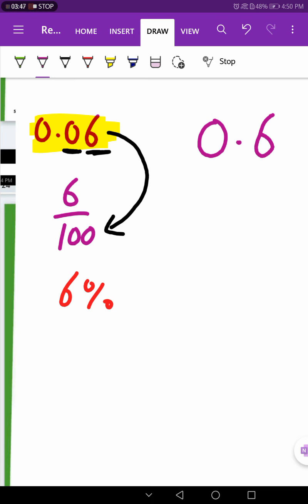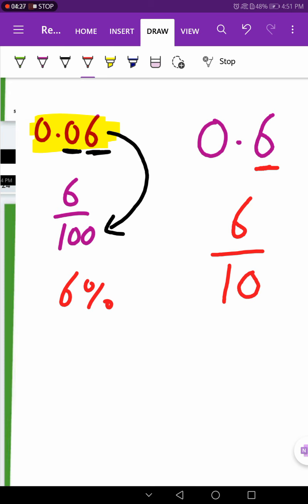0.6. Can you read it, Rayyan? No, this 6. 6 what? 10th or 100th or 1000th? 10th. Why, Ayman? Because there is only 1 digit after the decimal, so we read it as 10th. So write it now. Who can write it as a fraction? 6 over 10, yes, because you read it as a 10th, it is over 10.